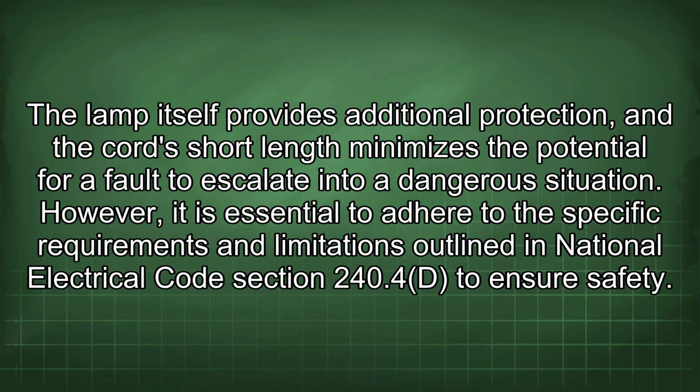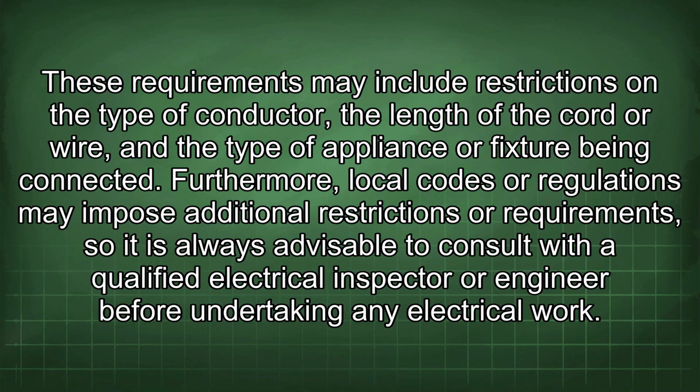However, it is essential to adhere to the specific requirements and limitations outlined in National Electrical Code Section 240.4(D) to ensure safety. These requirements may include restrictions on the type of conductor, the length of the cord or wire, and the type of appliance or fixture being connected. Furthermore, local codes or regulations may impose additional restrictions or requirements, so it is always advisable to consult with a qualified electrical inspector or engineer before undertaking any electrical work.